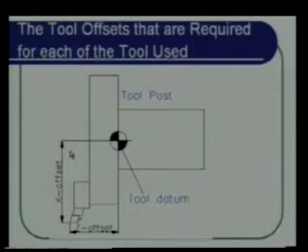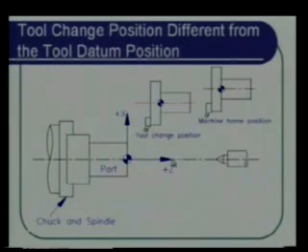Okay, this is what it is. So you have the x offset and the z offset for each of the tools, which will have to be positioned. So this will be the tool datum, which is the one we are going to use. So you have the axis system for the part, and you have the axis system for the tool.